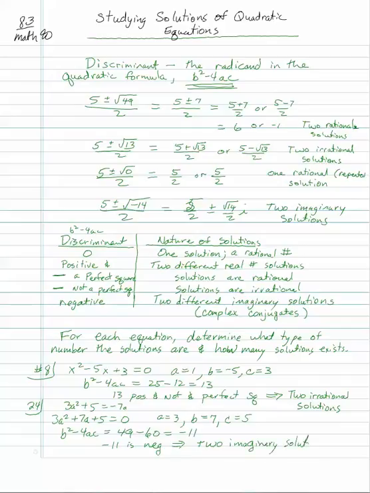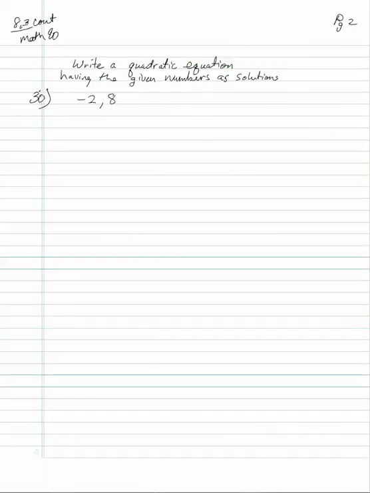And they're complex conjugates of each other. Okay, so the next topic in this section is you want to write a quadratic equation given the solutions. So if I tell you the solutions, can you work backwards and tell me a quadratic equation that has those solutions? So let's just review real quick.